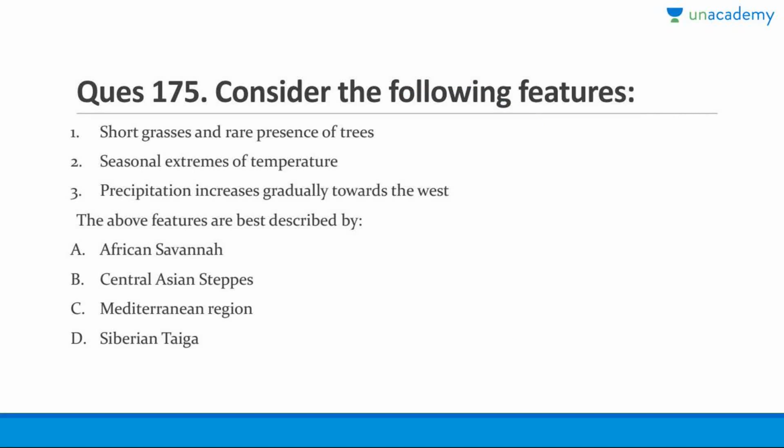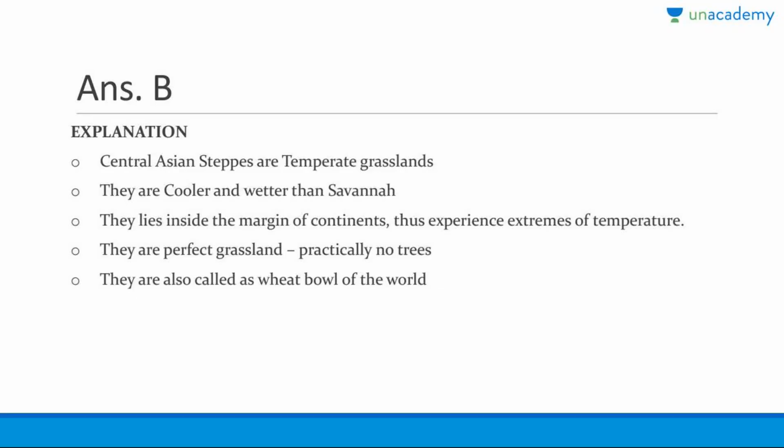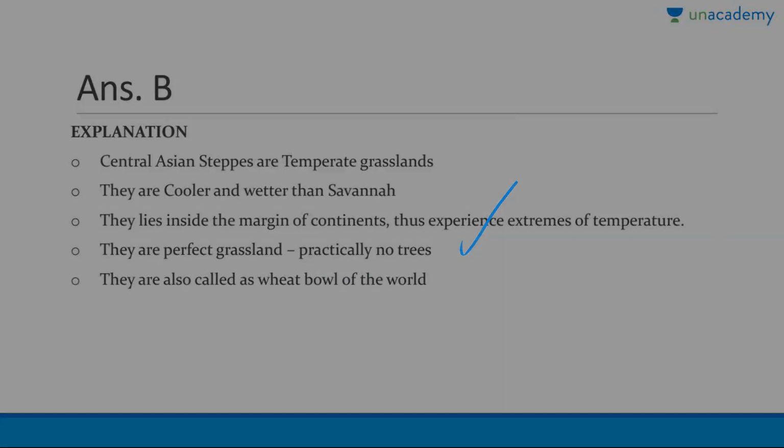Question 175. Consider the following features. Short grasses and rare presence of trees. Seasonal extremes of temperature. Precipitation increases gradually towards the west. Which of the following is correct? So the answer is Central Asian steppes. They are temperate grasslands, cooler and wetter than savanna, and they are perfect grasslands with practically no trees. They are also called the wheat bowl of the world.